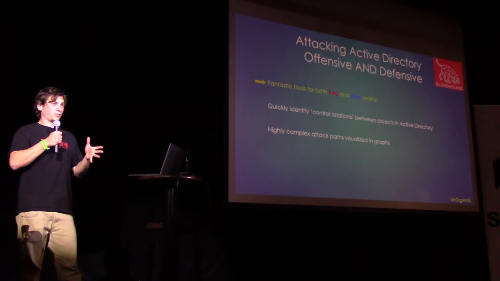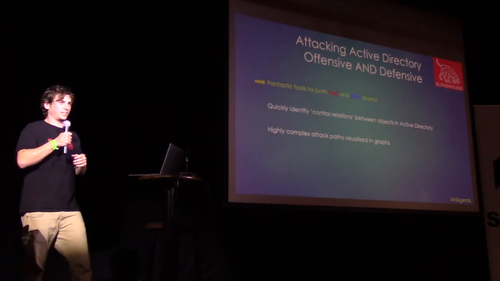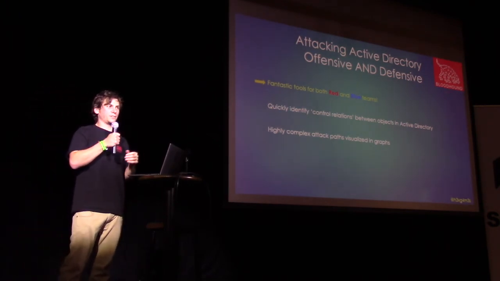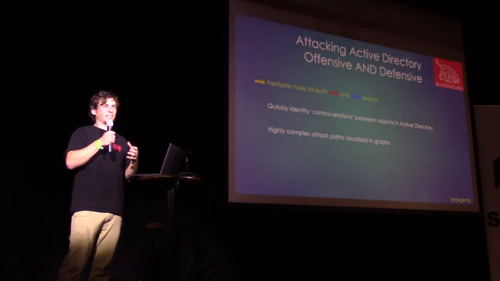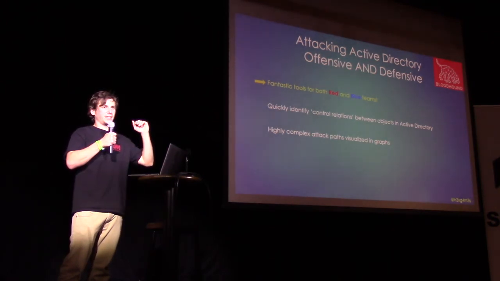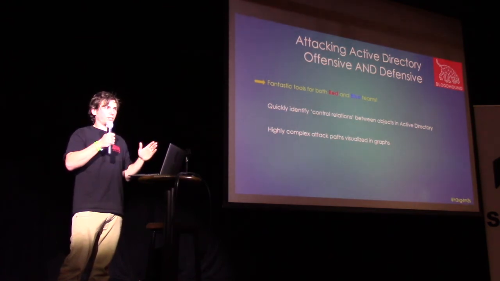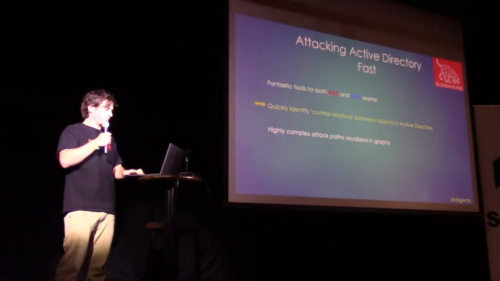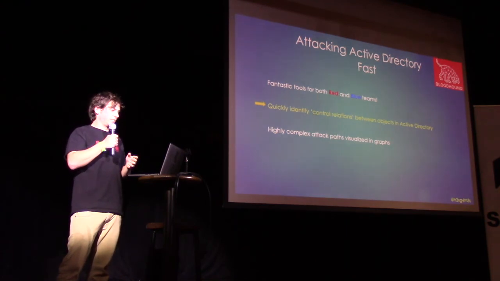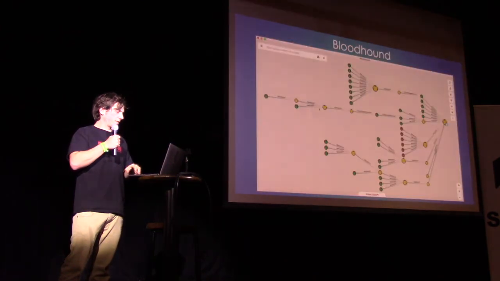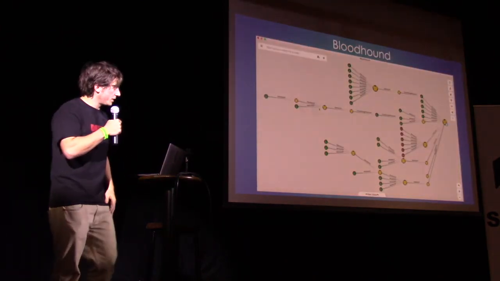So Bloodhound's great for both red and blue teams. I think they tout a lot that blue teams can use this to find all these unintended relationships. A lot of times if you have a big domain and you query for all the groups in that domain, you're going to look at like 100 different groups. And it's hard to keep track over the years of who's part of what group and can change passwords for other users, and this tool can automate all that for you really well. It can quickly identify these control relations between objects in Active Directory. It looks something like this, which I'm sure you probably can't read much.